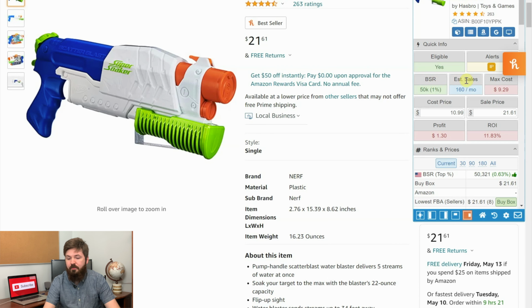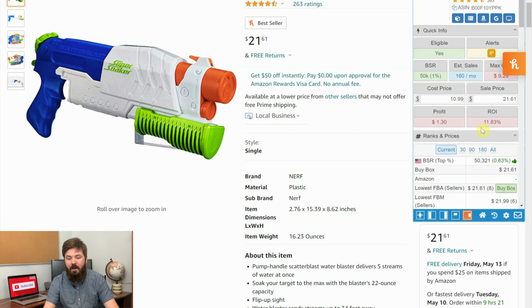It also has the sales rank, estimated sales a month. It's got your max cost based on what profit margins you want to find. You can put in your cost price here, it has your sales price. It has a profit calculator, ROI calculator.